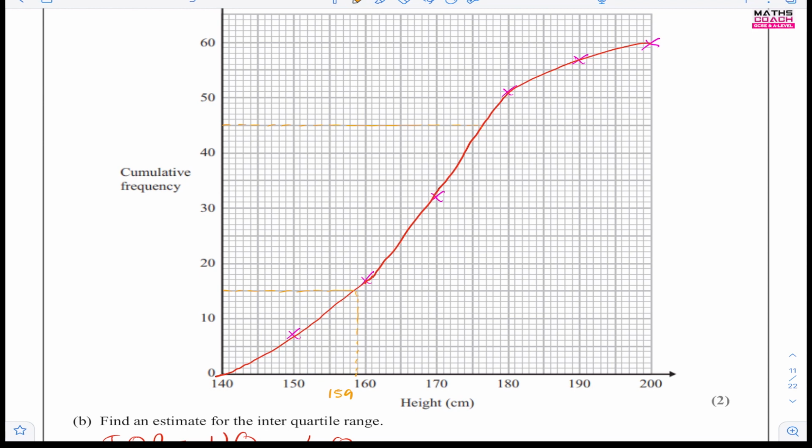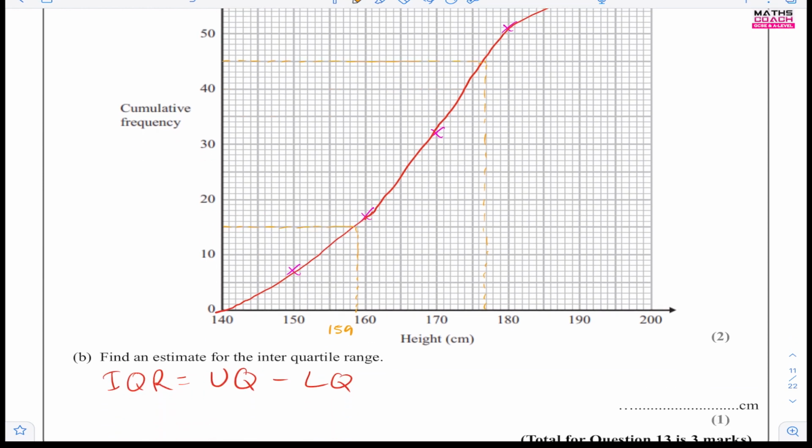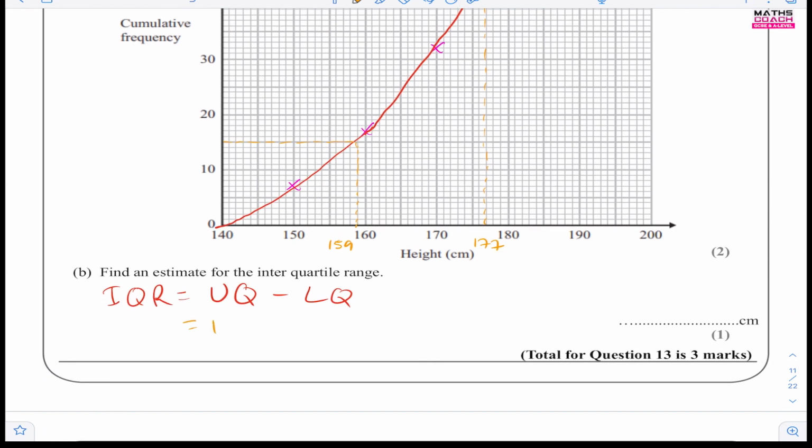And it hits halfway in the middle. Let's just go with one of those values. Let's go with the second one right there. It doesn't matter which way. It all depends on how you've drawn your lines, and the examiner will give you some scope. So that's 177. So we have the upper quartile is 177, our lower quartile is 159. So if we take them away, we get 18. So our interquartile range is 18.